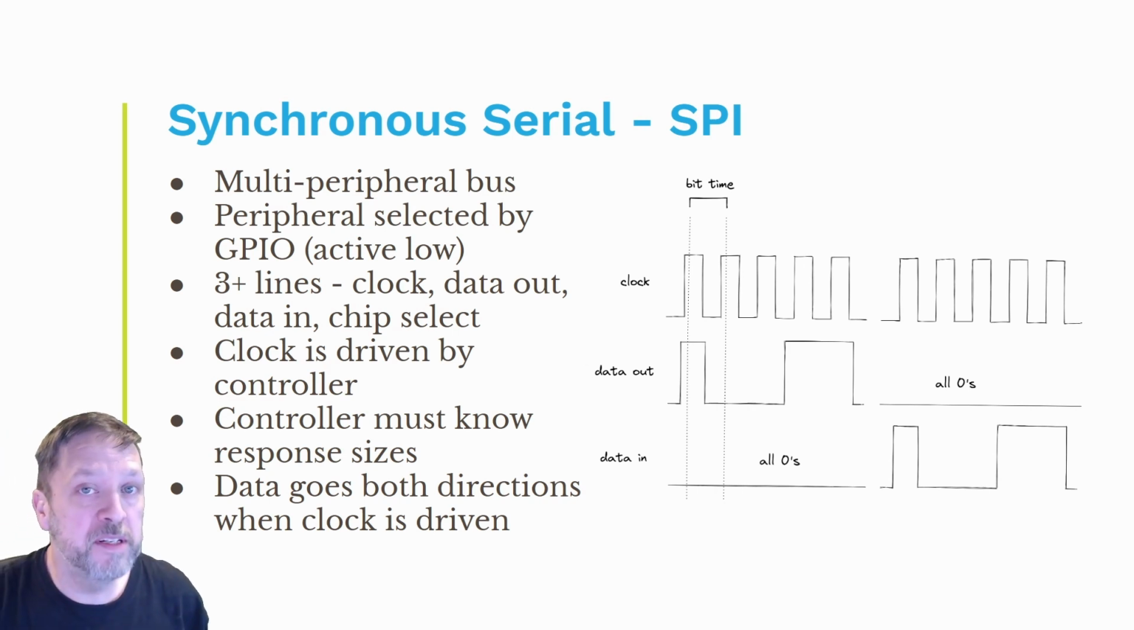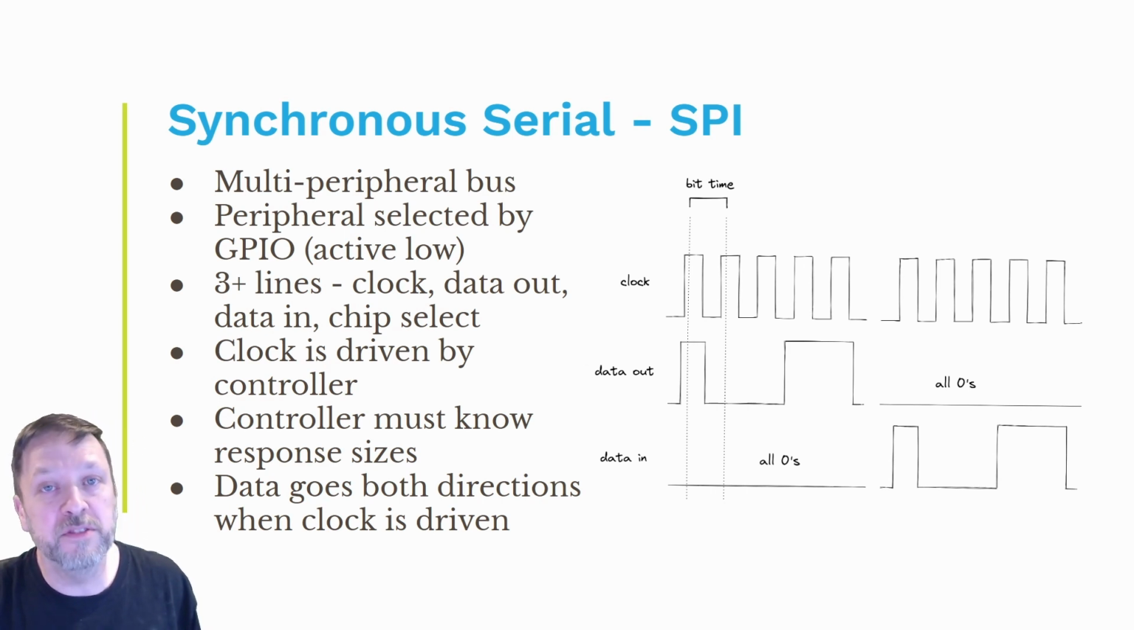One of the important distinctions here is this clock is driven only by the controller. The peripheral has no control over this. What that means is the controller, when it sends data, if it's expecting a response, it must know how much data is going to come back because it has to drive the clock enough times to get all of that data back.